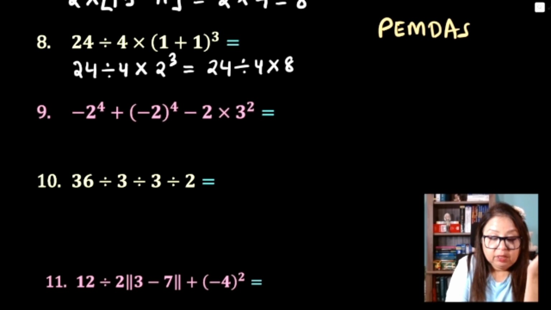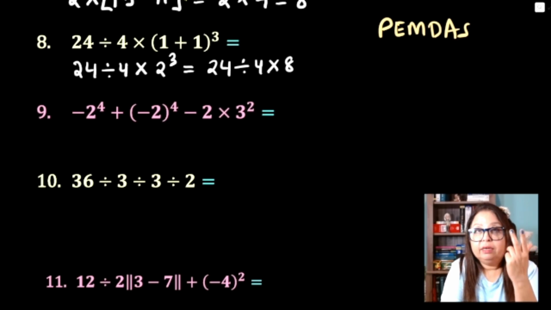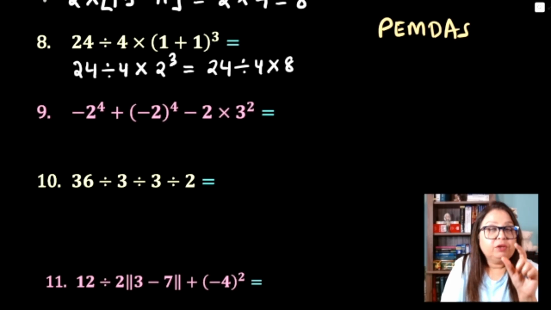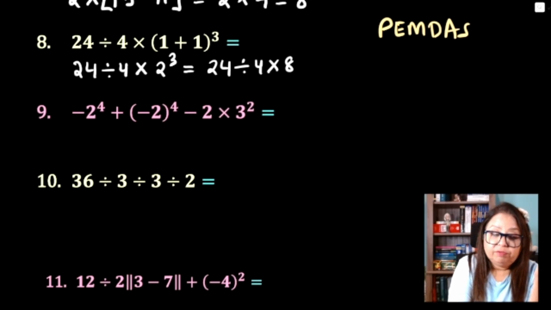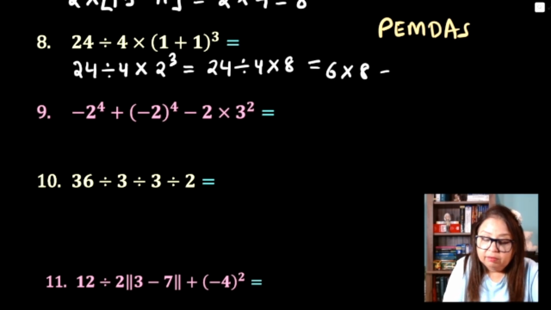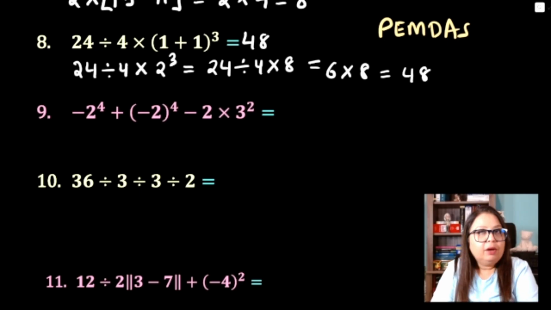What do we do next? Now we have multiplication and division. We're going to go from left to right. And between multiplication and division, whatever comes first, we do that first. So first thing is division. 24 divided by 4 is equal to 6. And 6 times 8 is 48. Answer is 48. I hope that you're finding these problems easy now.